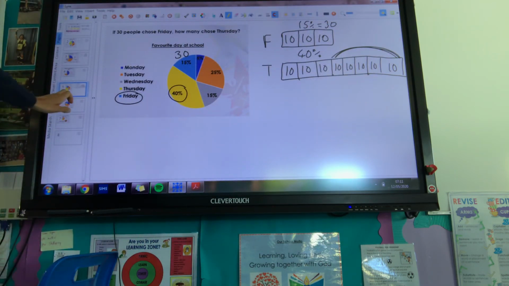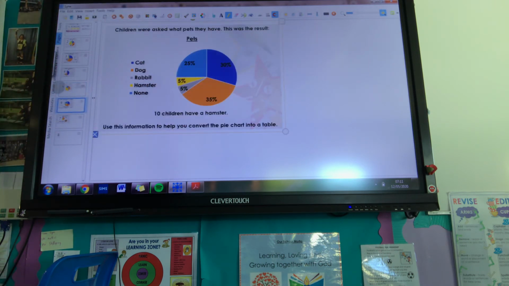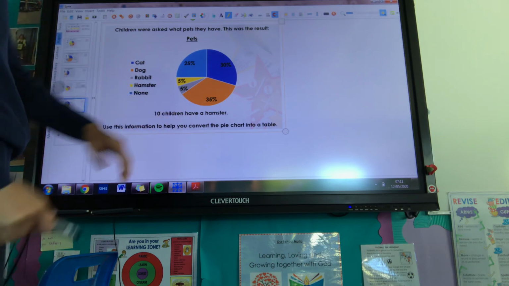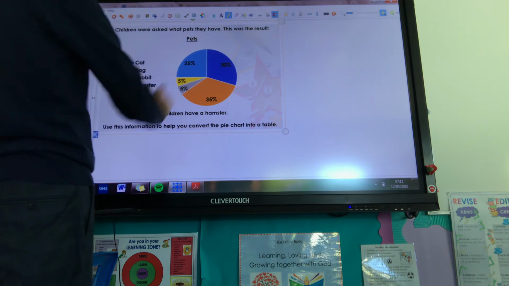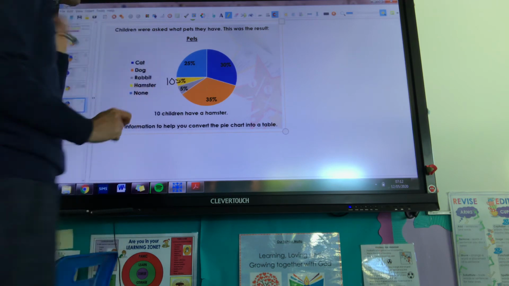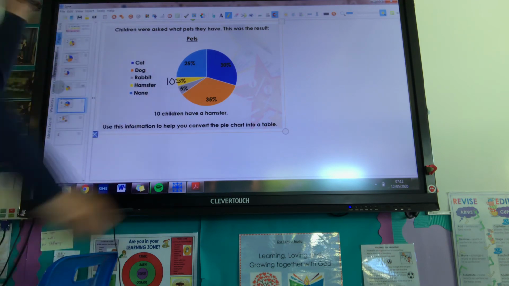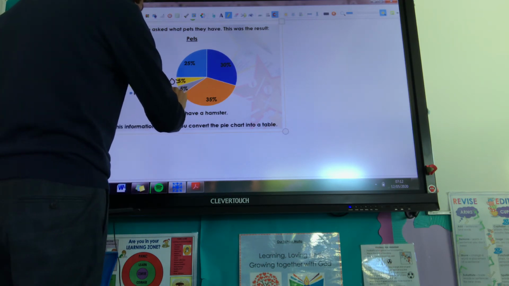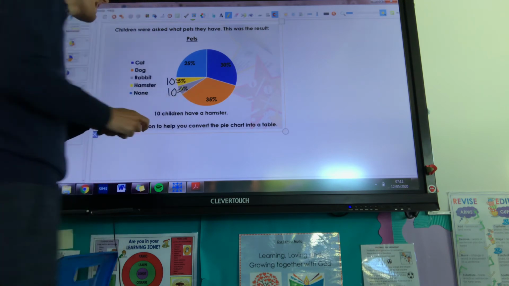Let's look at some of the problem-solving questions now. I'm going to do this very quickly because we're on 8 minutes. Okay, children were asked what pets they have. This was the result. 10 children have a hamster. Okay, so we know that 5% is 10. So straight away, how many children have a rabbit? Straight away, 10. Because if 5% is 10, it's going to be 10 all the way round.